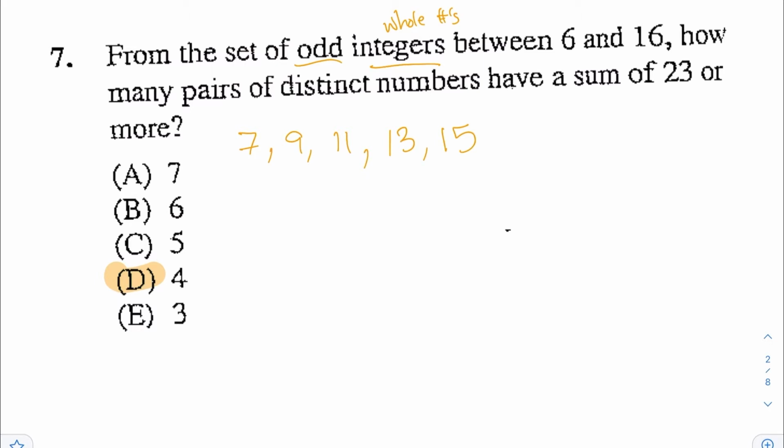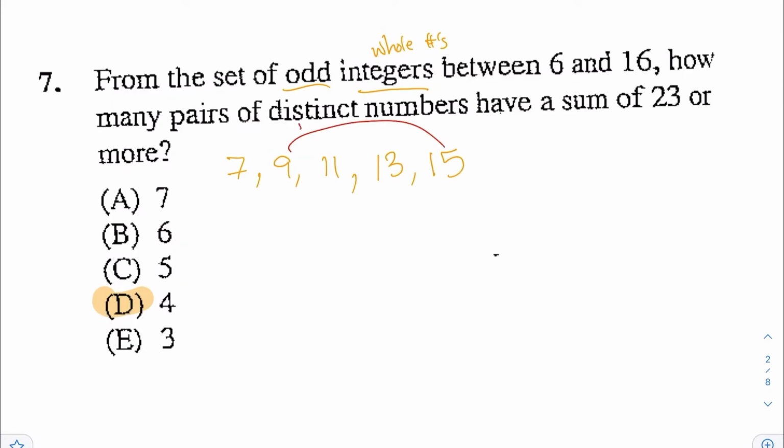And you want to pair them up this way. So let's start with the smallest ones. If you start with 7, 7 plus 15 would be 22. So that means that for 7, you don't have any. There's no way you can combine 7 with any of the numbers to get a sum of 23. So you do the same thing for 9. Well, 9 plus 13 is 22, but 9 plus 15 is 24, which is greater than 23. So you can put that off to the side.